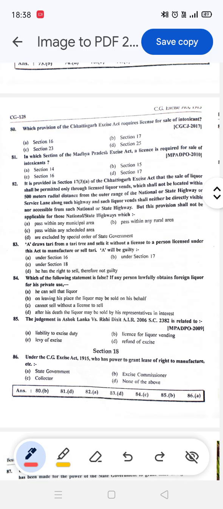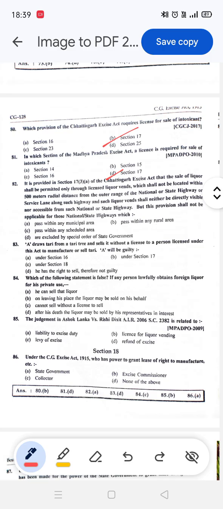Question number 80. Which provisions of the Chhattisgarh Excise Act requires license for the sale of intoxicant? So here option B is correct. Section 17. In which section of the MP Excise Act is a license required for the sale of intoxicant? So option D, section 17 is correct.